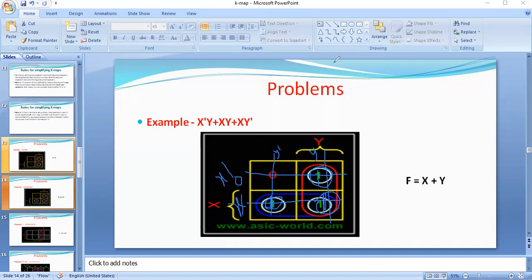For a two variable K-map, this is very simple to group. But if the number of variables increases, we have to choose the number of adjacencies for the grouping. See here, I'm writing the number of adjacencies for the placed minterms. So this is 0, this is 1, this is 2, and this is 3.